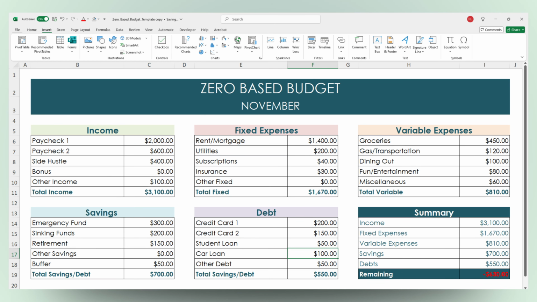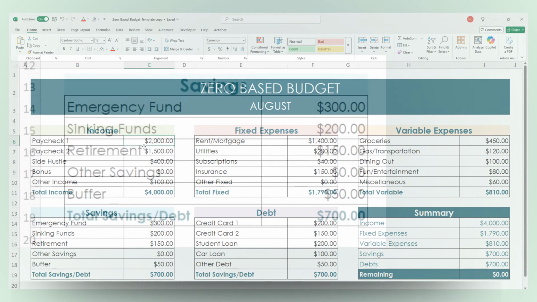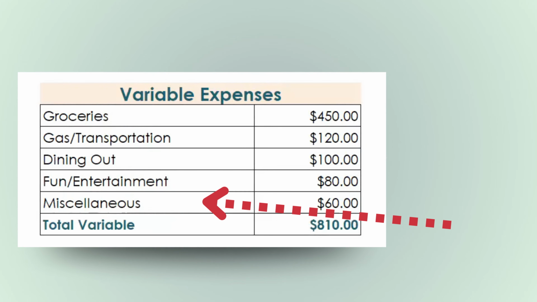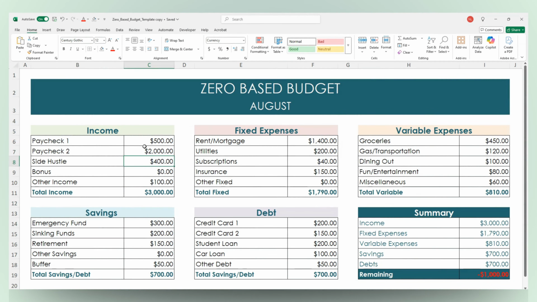But here's how you can make this method more flexible if you want to keep using it. First, add a line called buffer or miscellaneous. This can be $50, $100, whatever works for you. It can give you a safety net if something unexpected pops up.